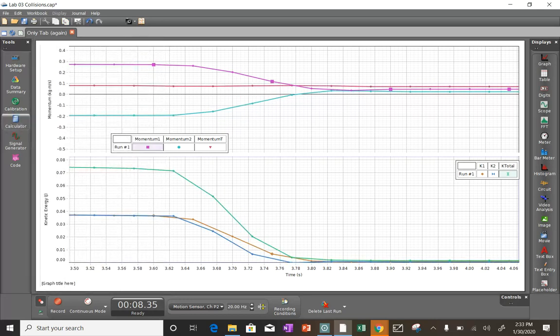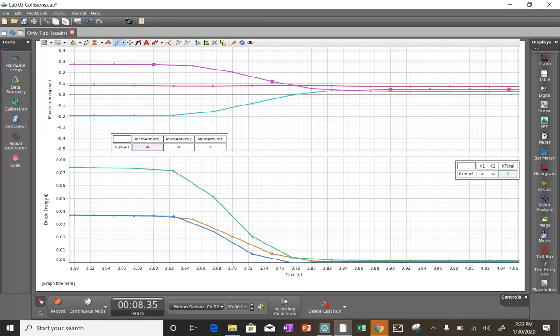So now I have my collision. I have about 3 data points before the collision, 3 after. Cart 1 was up here at about 2.8 kilogram meters per second for its momentum. Cart 2 was about -2. 2.8 versus -2. They weren't equal speeds, but that's not going to be a problem.